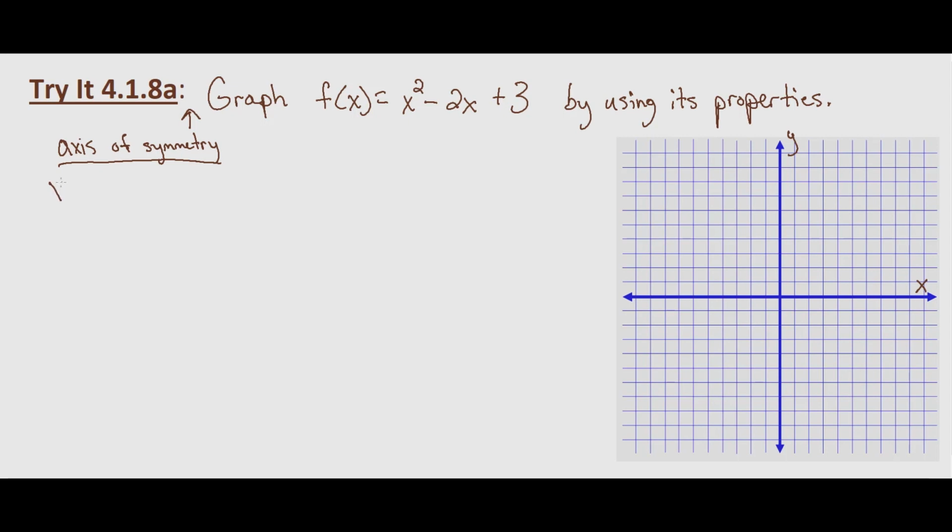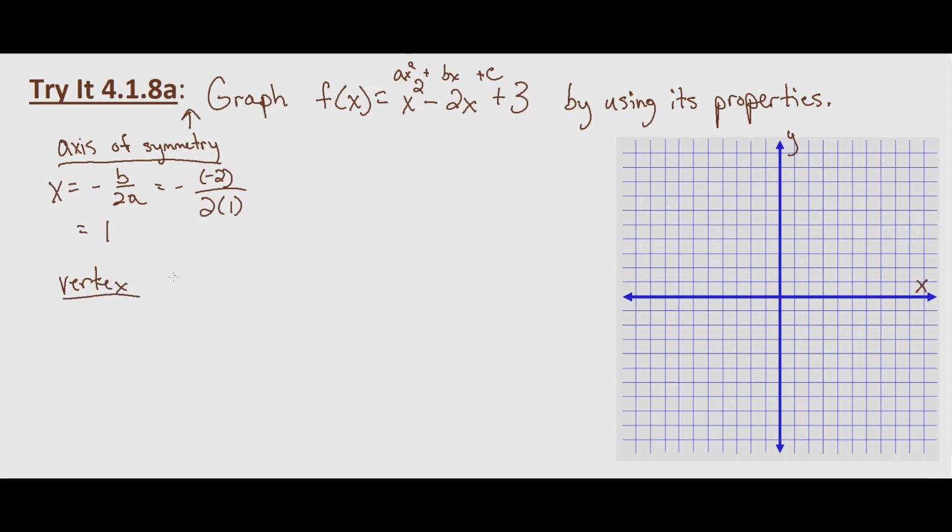So our axis of symmetry, x equals negative b over 2a, and that's the form ax squared plus bx plus c. So in this case, b is negative 2 over 2 times a, which is 1. So that does equal negative negative 2 over 2, which is 1. So our axis of symmetry is x equals 1. Which leads us to our vertex.